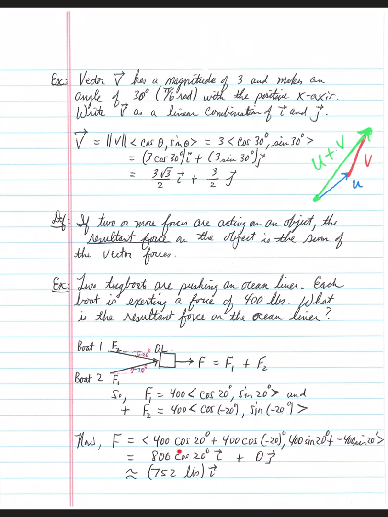In your calculator, 800, make sure you're in degree mode. 800 times cosine of 20 degrees is approximately 752 pounds of force exerted on the ocean liner.